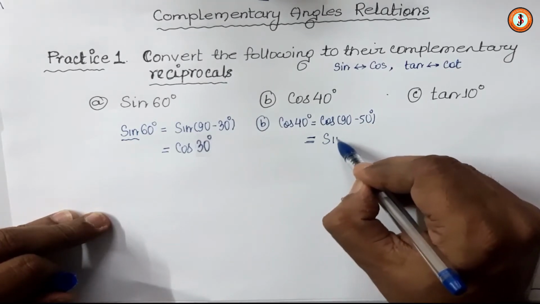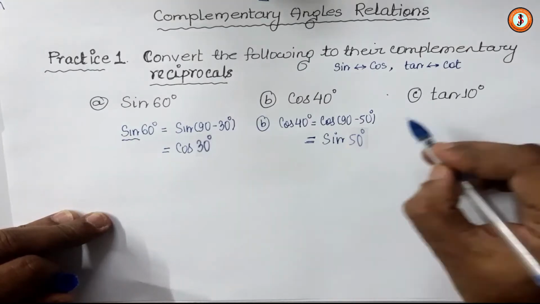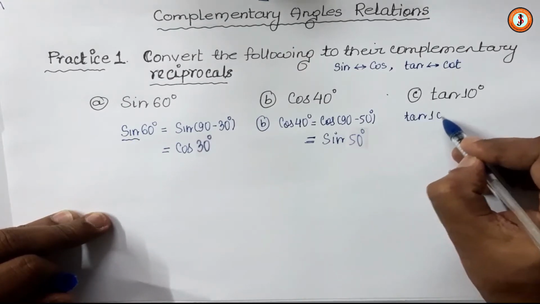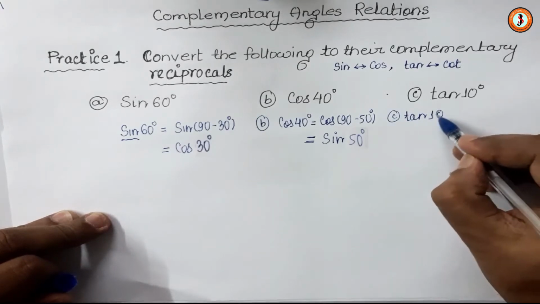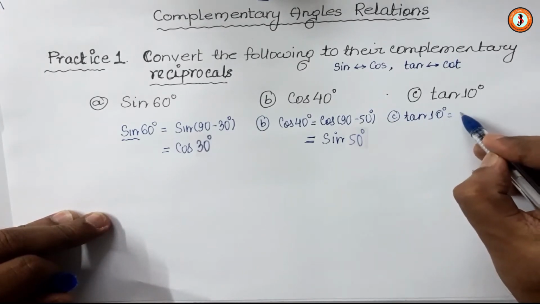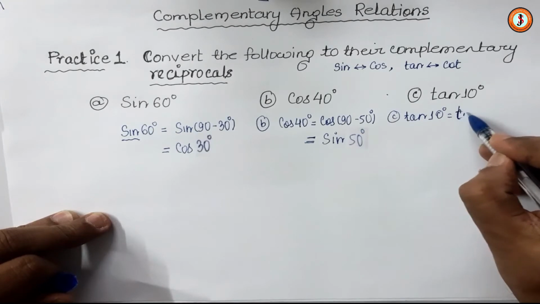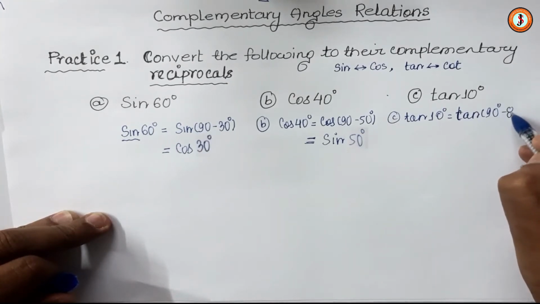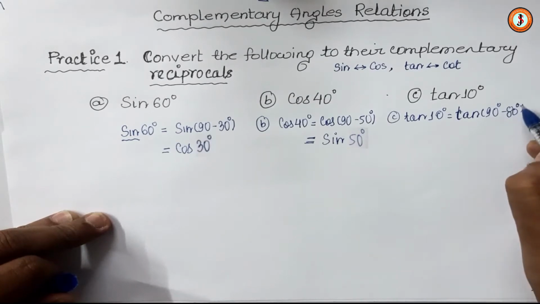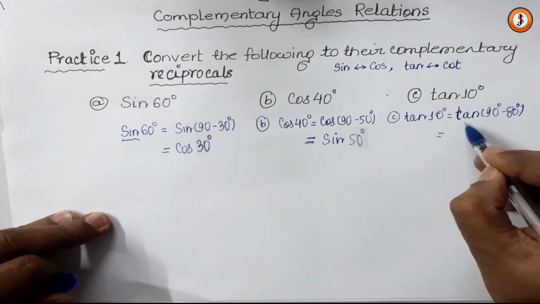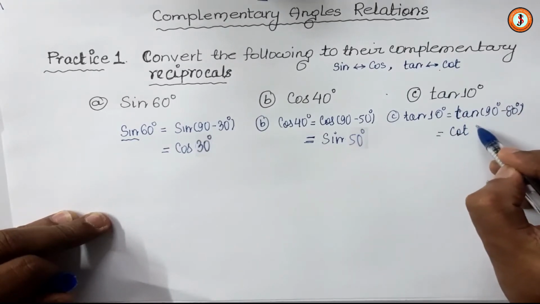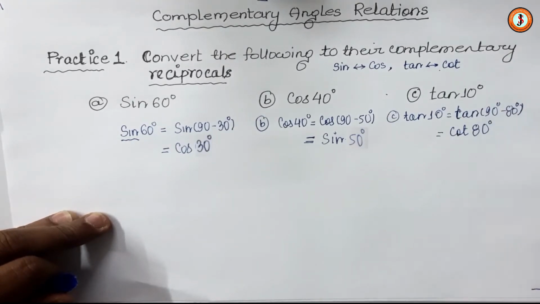So this becomes step one angle change, second step ratio change. Here also tan 10 can be written as tan 90 minus 80, and tan 90 minus theta is equal to cot theta. So that means cot 80. So this is how we go.